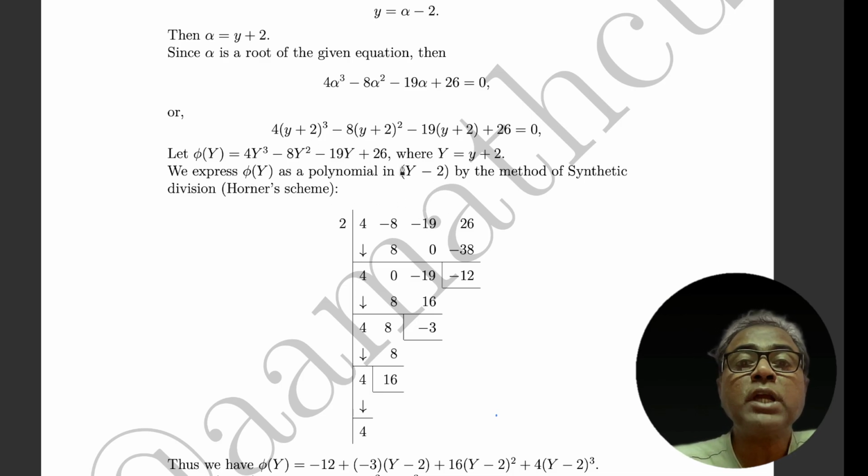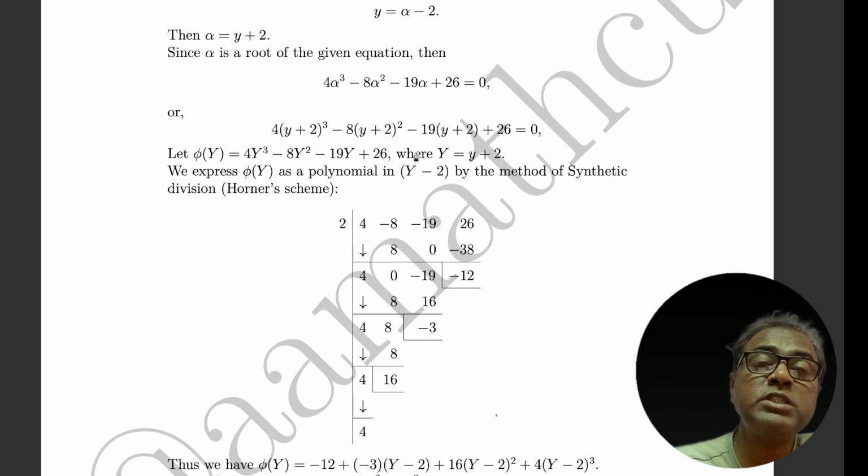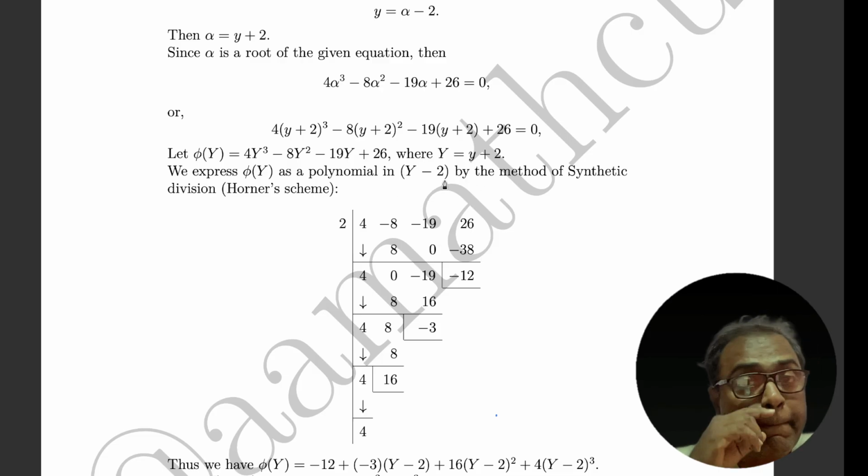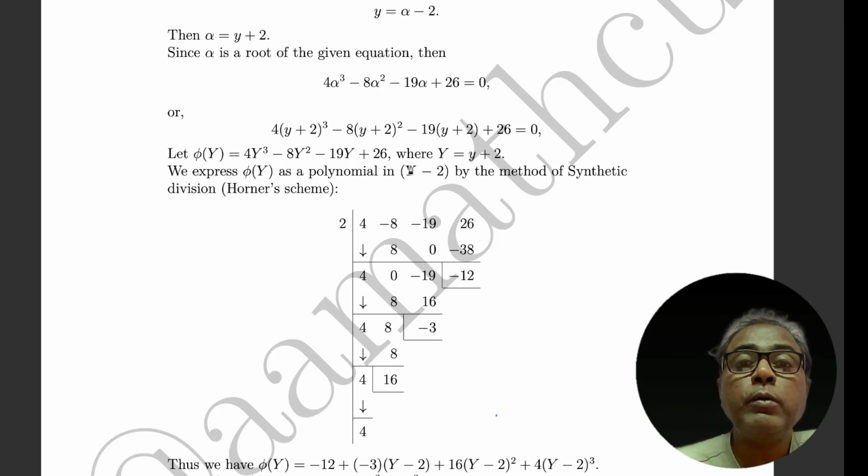Now to express this polynomial as a polynomial in y minus 2, we put 2 here. If we want to express this polynomial in y plus 2, then put here minus 2, because y minus of minus 2.